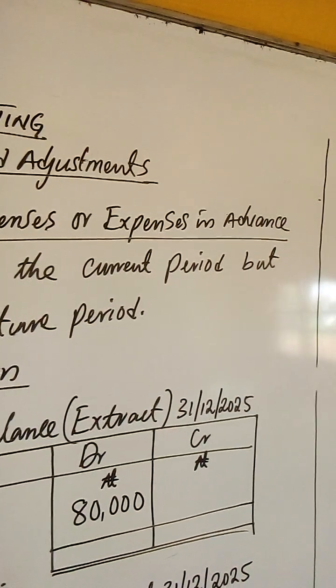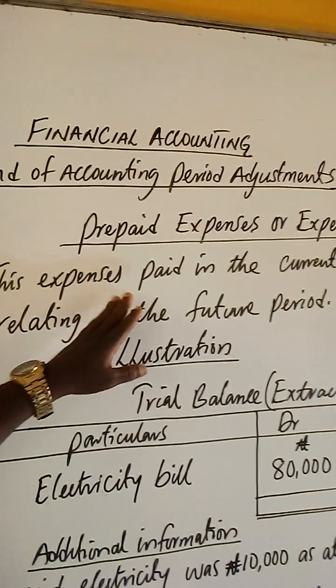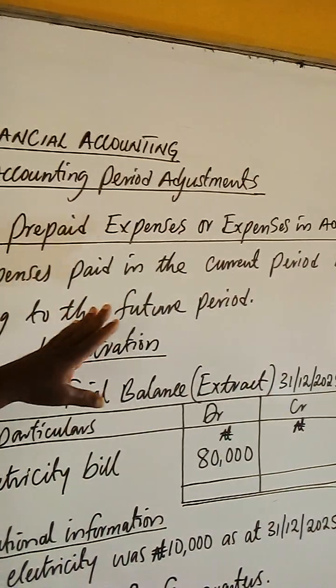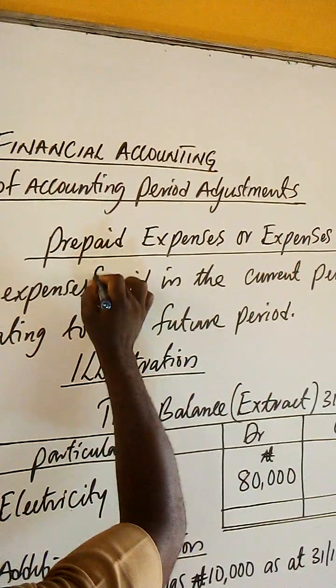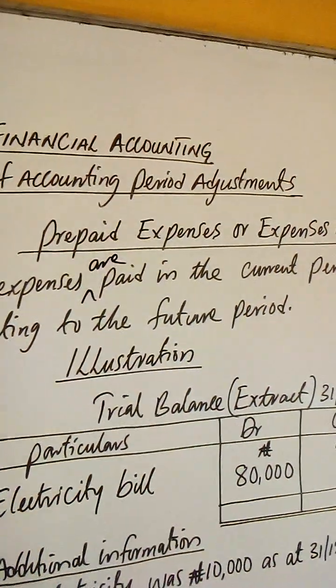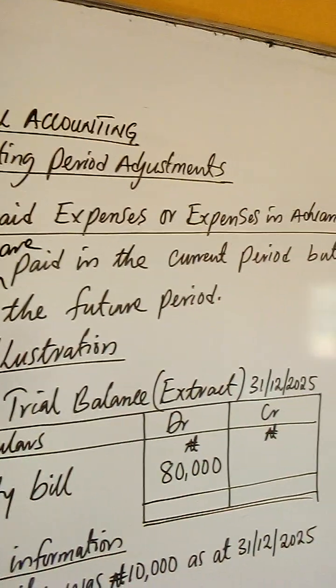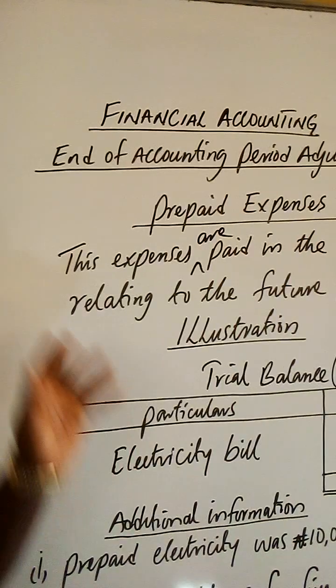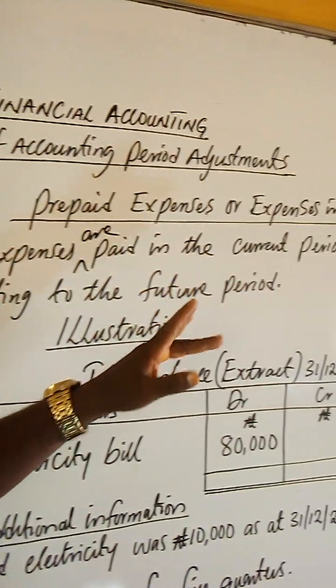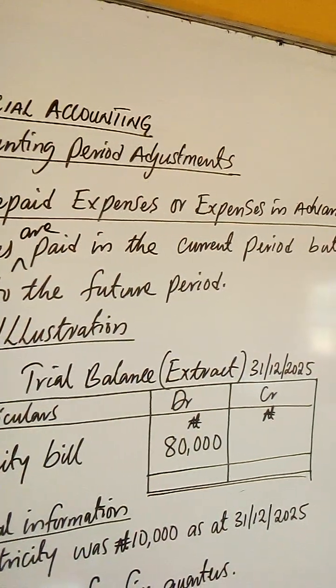These are expenses that are paid in the current year period, but relating to the future period. These expenses are paid in the current period, but relating to the future period.